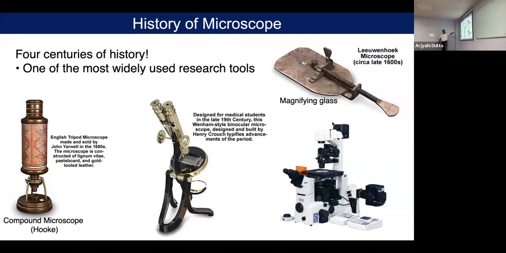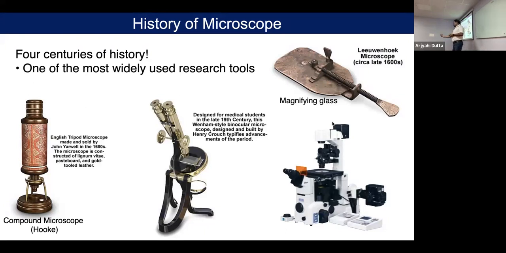Then Anton Leeuwenhoek, the first microbiologist, used a light microscope to visualize bacteria. This is one of the first microscopes we can use for life science purposes. Then multiple light microscopes came along: the compound microscope, and more modified, sophisticated microscopes. Nowadays there are so many, like the fluorescence microscope, confocal microscope, and single molecule imaging microscope, all depending on light microscopy.